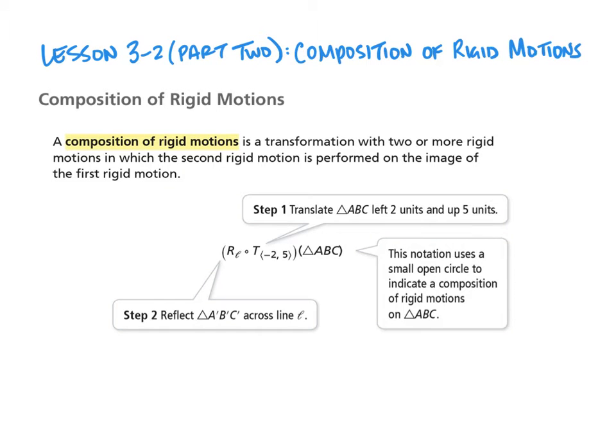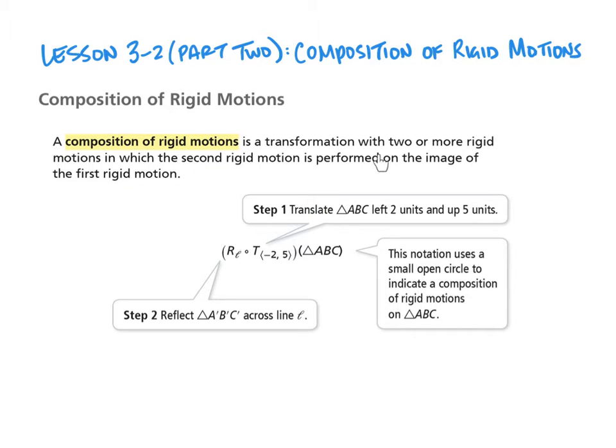So we've looked at two different types of rigid motions now. We've looked at translations and we've looked at reflections. And so now we're gonna think about what would happen if we combined those together. So that's called a composition of rigid motions.